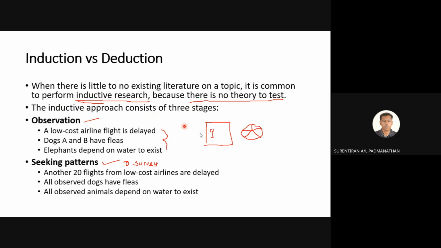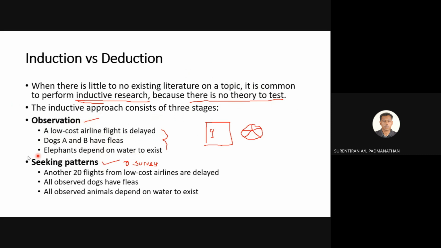So the inductive approach consists of 3 stages, right? So we have observations. This is an example: a low cost airline flight is delayed. Okay, dogs A and B have fleas. Elephants depend on water to exist. So you don't know. You want to do some research, but there are no previous literatures that have been done before. So what you do, you observe. Okay, so first thing is observation.